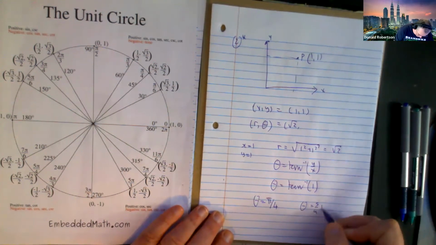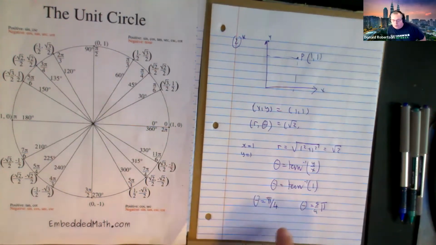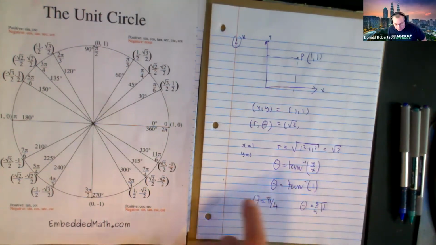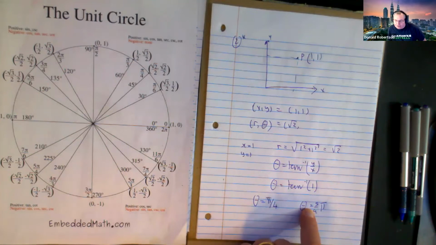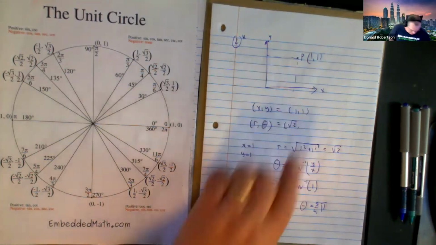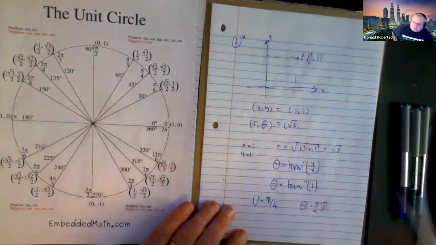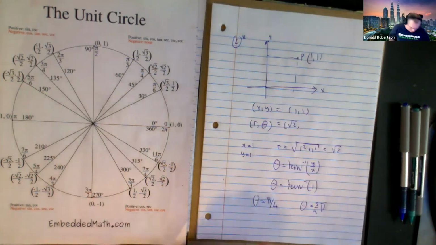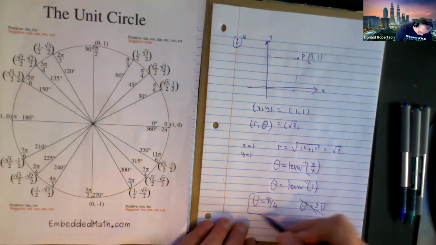And that's 5/4 pi. So how do I know which one to use, because only one of these is the right one? Well, it's pretty obvious. Would you agree this point is in the first quadrant? And if it's in the first quadrant, then there's my theta.